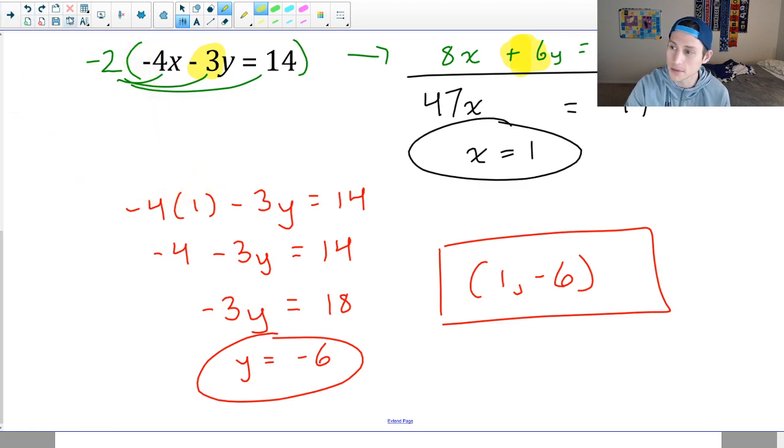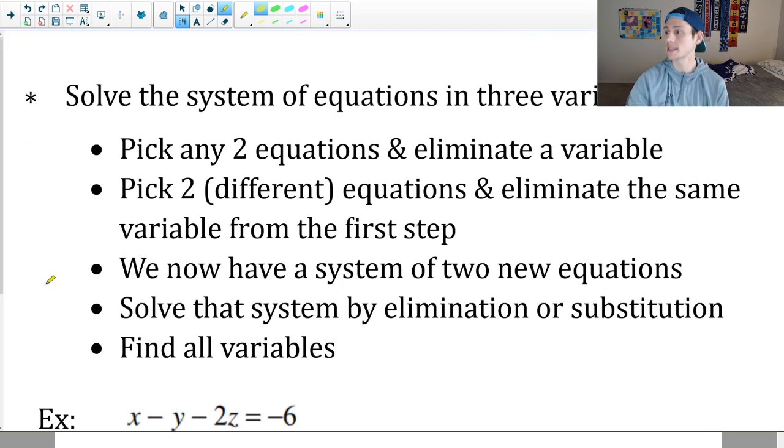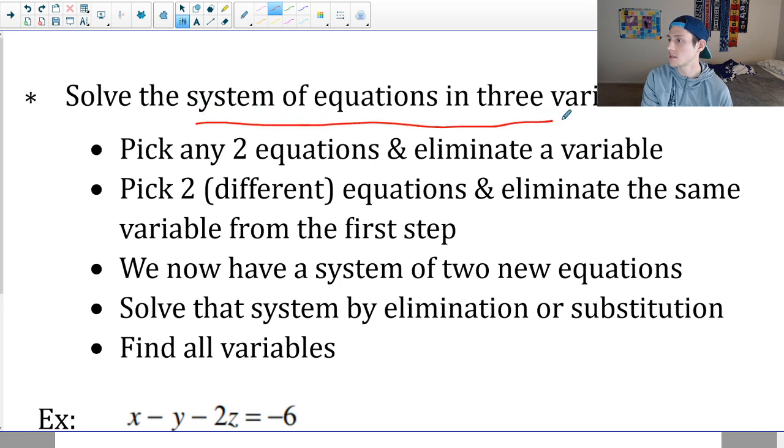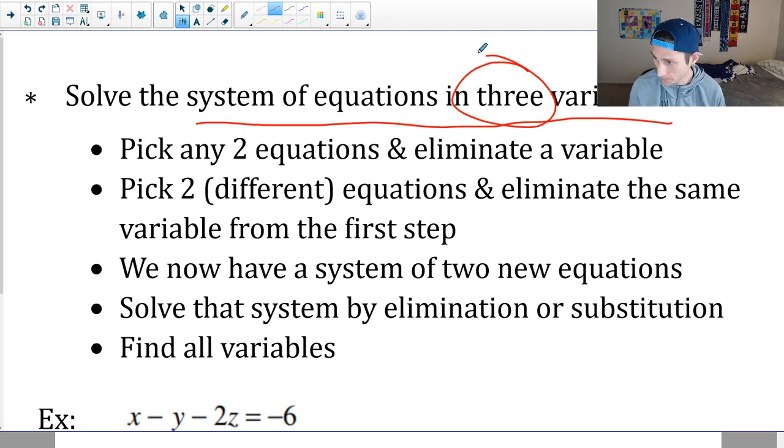So elimination and substitution are the most popular methods. Those are obviously too easy; you guys have been doing those forever. So let's solve a system of equations in 3 variables. So not just x and y, let's make it x, y, z. All right, so much more fun. So here's the process we'll do.